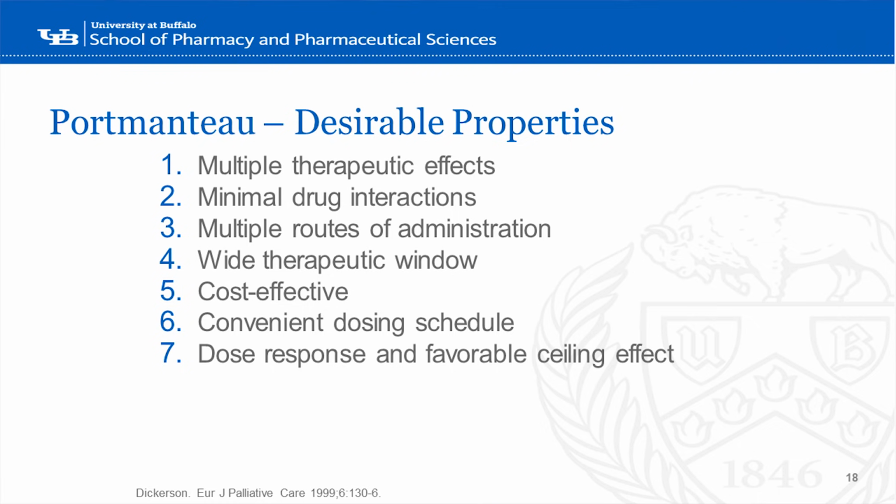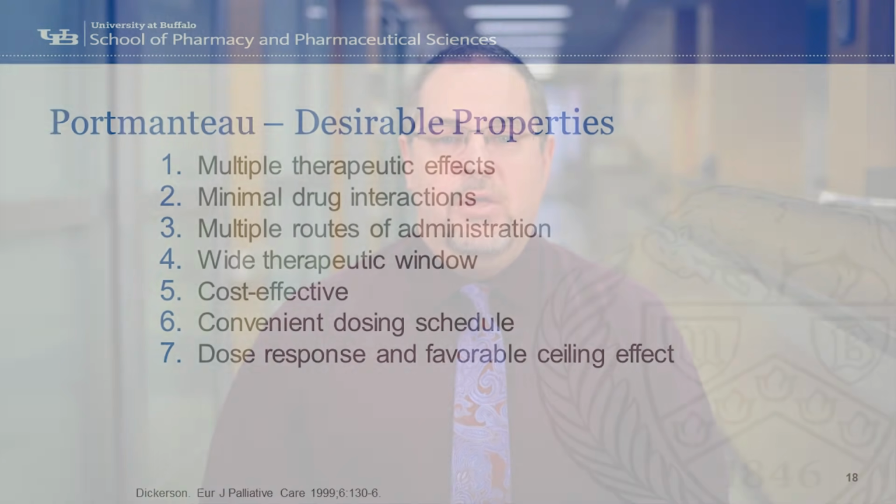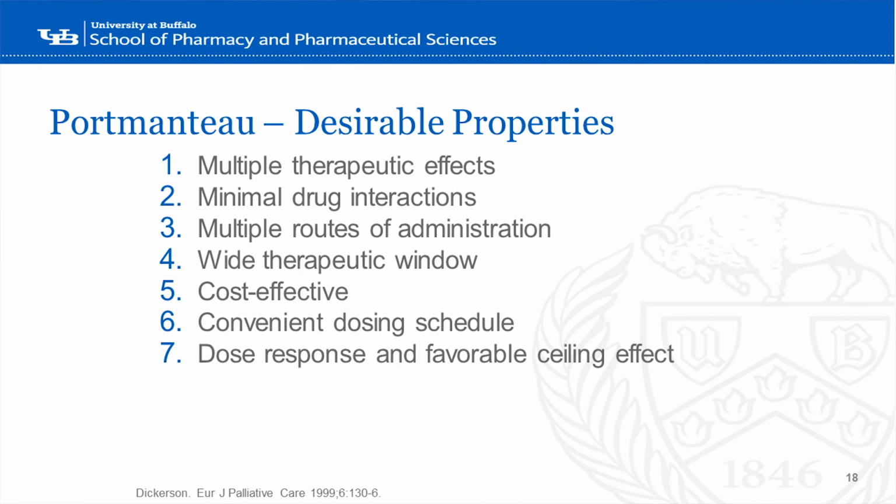So let's use morphine as an example, where obviously it has effects on pain, but as we'll discuss in a little bit, also effects on dyspnea, as well as some of the side effects that we see with morphine but are sometimes beneficial in our hospice patients, which may include sedation. So we also are looking for minimal drug interactions. Multiple routes of administration. Again, opioids do fit this property of portmanteau. Relatively wide therapeutic window, cost effectiveness, a convenient dosing schedule, and a known dose response and favorable ceiling effect.